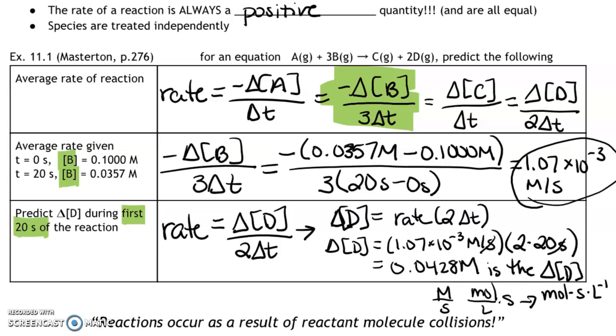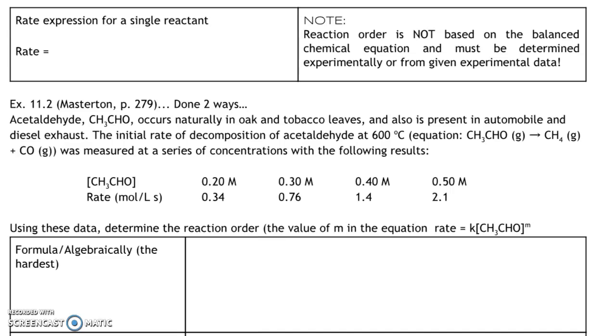As it says at the bottom here, reactions occur as a result of reactant molecule collisions. So in a next video, we'll talk about collision theory again. Now let's get to where we can actually talk about rate expressions for single reactant types of reactions. If you think about it, the only type of reaction we've really seen that sounds like that is when you have one substance that's turning into products. So that means these are typically decomposition reactions that this is referring to.